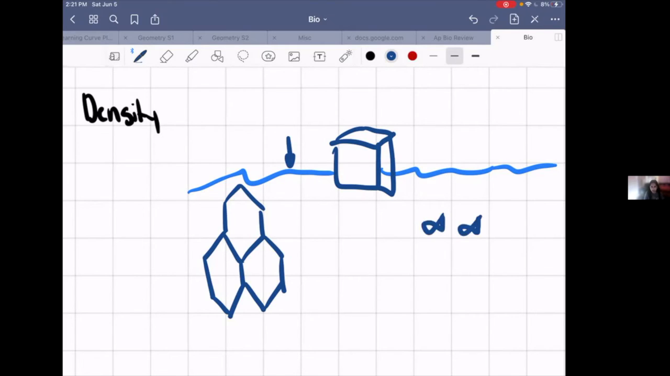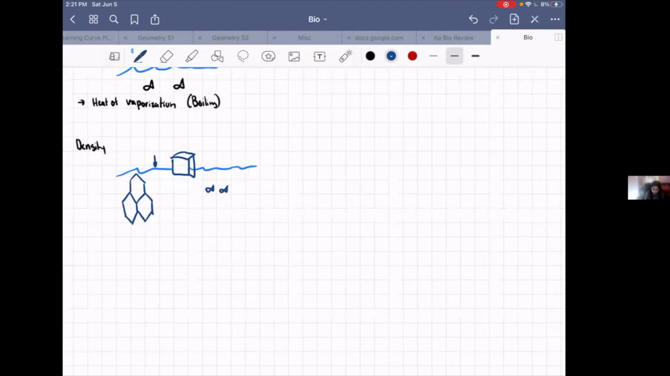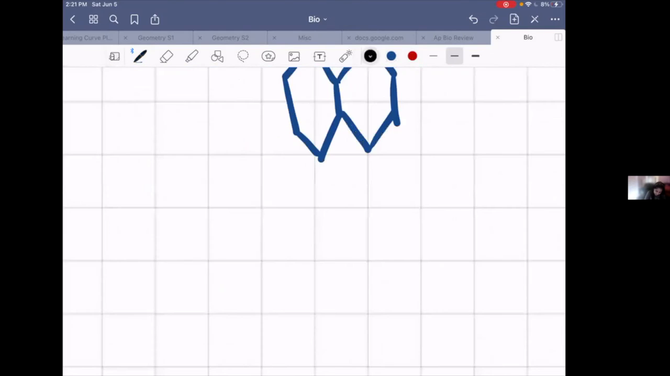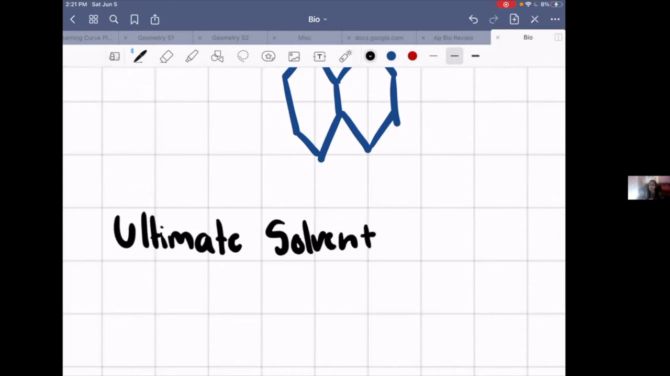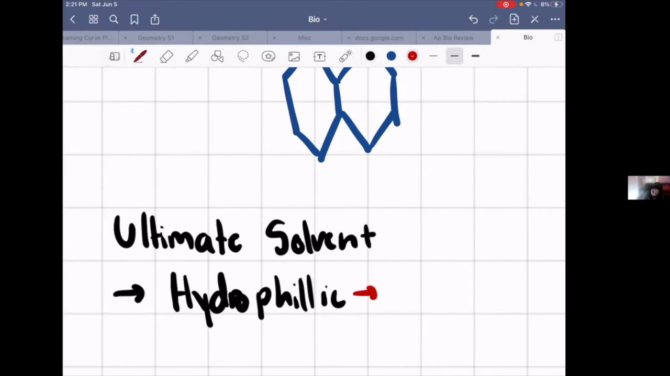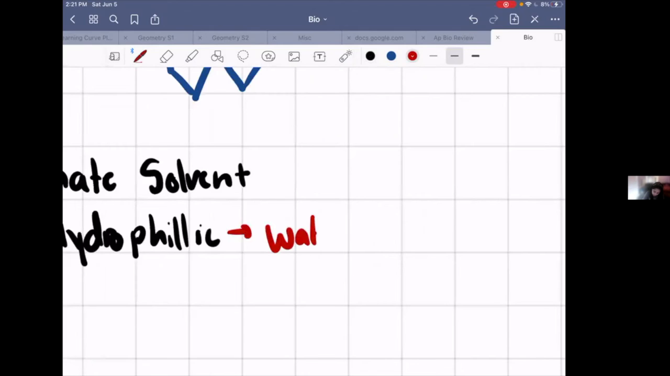Okay. So the last property that we have to talk about for water is the fact that it is the ultimate solvent. And so that means water as a solvent can dissolve more substances than literally anything else. And so substances that are able to dissolve in water are called hydrophilic, which actually means water loving. So they like water.